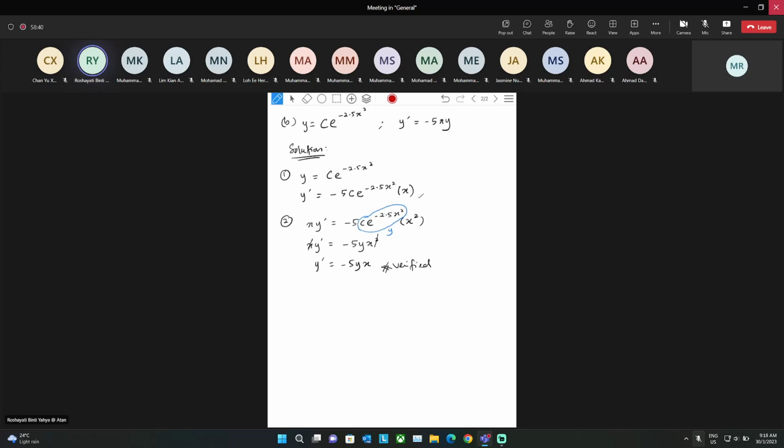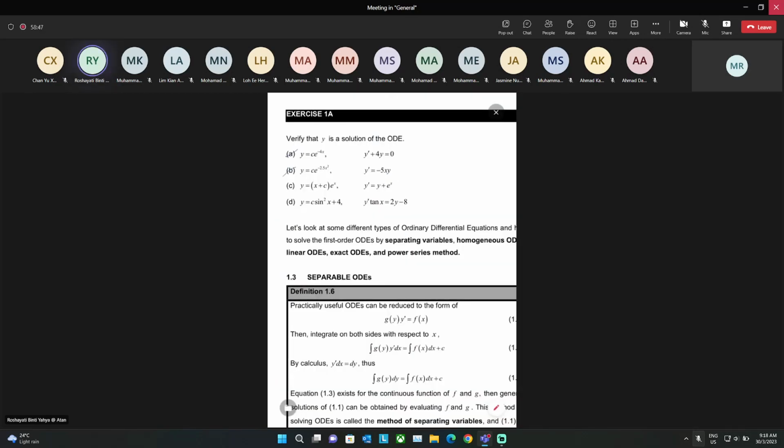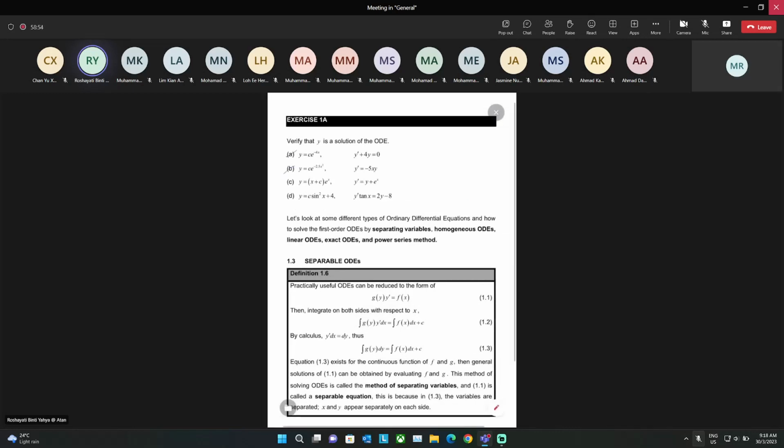Separable ODE. Okay, any questions? 5, 4, 3, 2, 1. Okay, just now there were none, I was quick. So, let's look at some different types. Later you may try C and D.